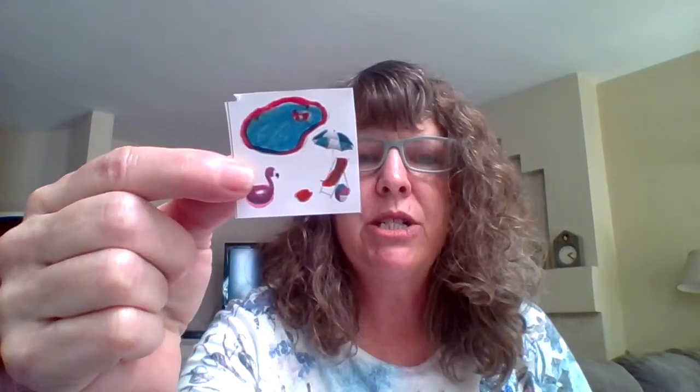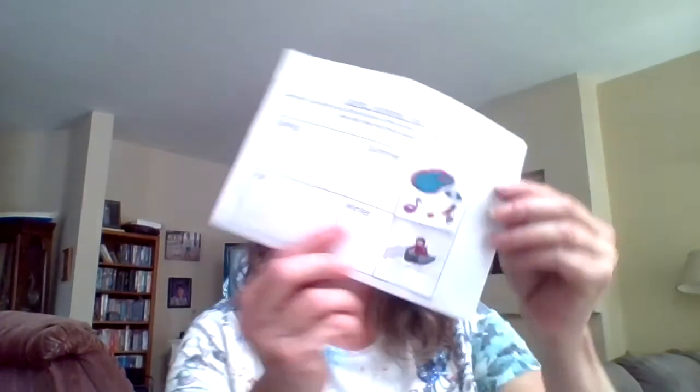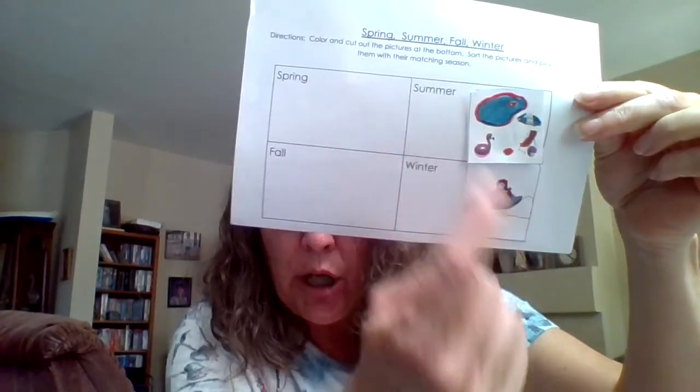Oh, I grabbed this one. The picture of the swimming pool with the little flamingo floaty and an umbrella. What season do we go swimming in our swimming pool? Do you remember what season when it gets really hot? What season is that? Summer. That's right. Summertime is when it gets nice and hot and we go swimming in the pools, or maybe we go to the beach. All kinds of things. Okay, so I'm putting the swimming pool one in my summer box.